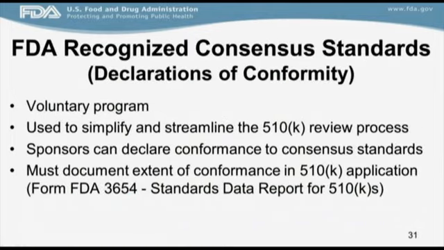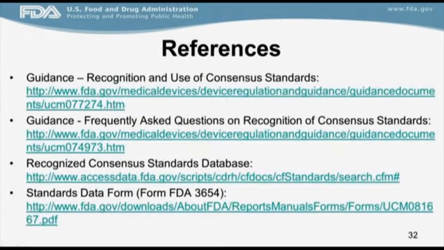Next, let's talk about FDA-recognized consensus standards. This is a voluntary program and is used to simplify and streamline the 510K review process. Sponsors can declare conformance to consensus standards in order to help their review process. Sponsors should document the extent of their conformance in their 510K application via the Form FDA 3654. If you have additional questions regarding the standards program, please refer to the following guidance.